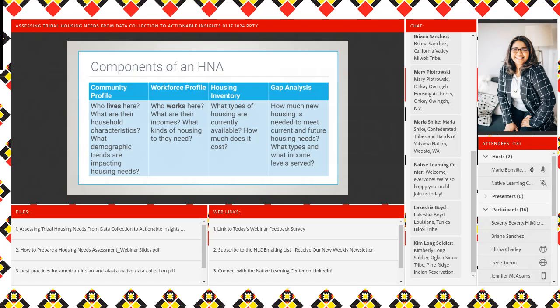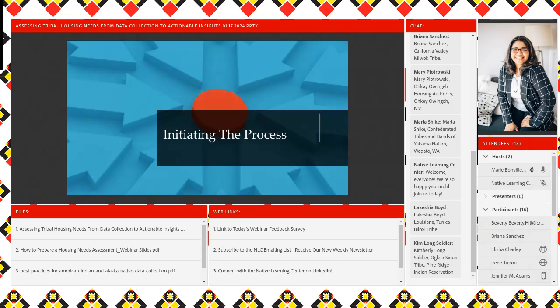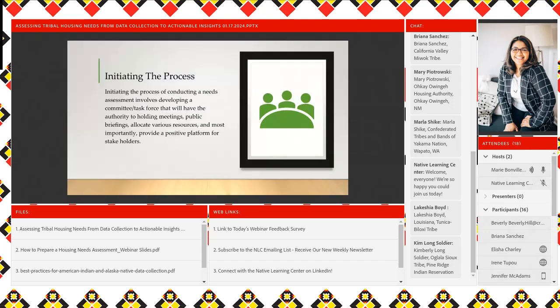In terms of housing inventory, what types of housing are currently available, right? How much does it cost? So from an asset perspective, what are we working with? What do we already have that we're working with? What is the current maintenance cost associated with these facilities? And then, of course, the gap, right? How much new housing is necessary? It's going to take looking at this a little deeper, right?